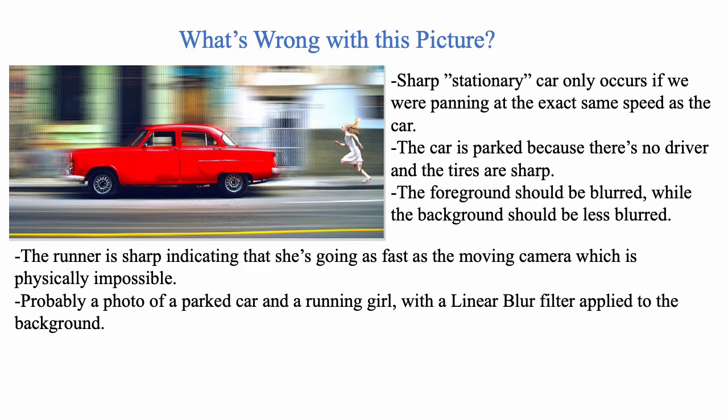This is supposedly a picture of panning where the car and the girl are going as fast as we are. But something's wrong with this picture. First of all, the car looks parked because there's no driver and the wheels aren't moving. The foreground should be blurrier than the background, and here it's the opposite. And the runner is sharp, indicating that she's going as fast as the camera, but that's physically impossible. So this is probably a photo of a parked car and a running girl with a linear blur filter on Photoshop applied to the background.